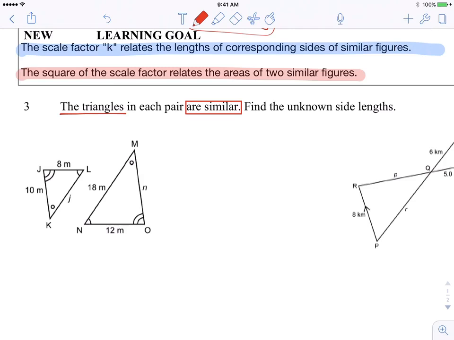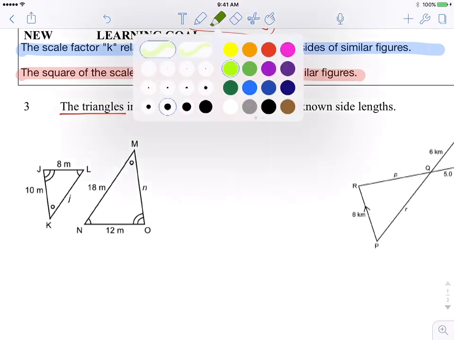Also, the square of the scale factor relates the areas. The scale factor is known as K. So K squared relates the areas of two similar triangles. And we'll get into that in the seat work, and we'll review some of that in class together. I want to move on to the next question here. I'll do the first one, and I'm going to leave you with the second one.